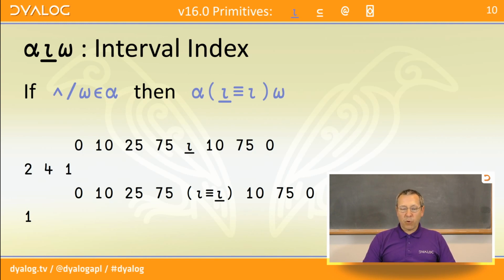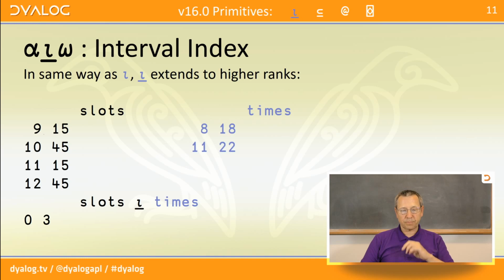And one of the interesting and important things to note about Iota underbar is that if the items in the right argument are all members of alpha, then the result of interval index is exactly the same as the result of the dyadic iota. So in this example here, where we use 10, 75 and 0, we see that we get exactly the same result, 2, 4, 1, with a train being used in the last expression there, iota match iota underbar, doing the two lookups and then matching the results. Iota underbar interval index is also very similar to dyadic iota in that it extends to higher ranks.